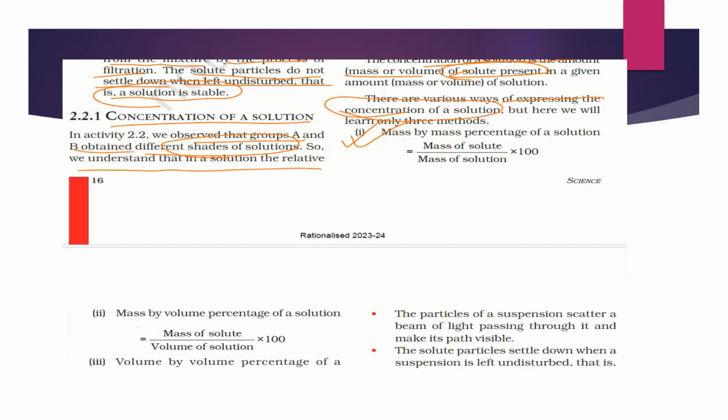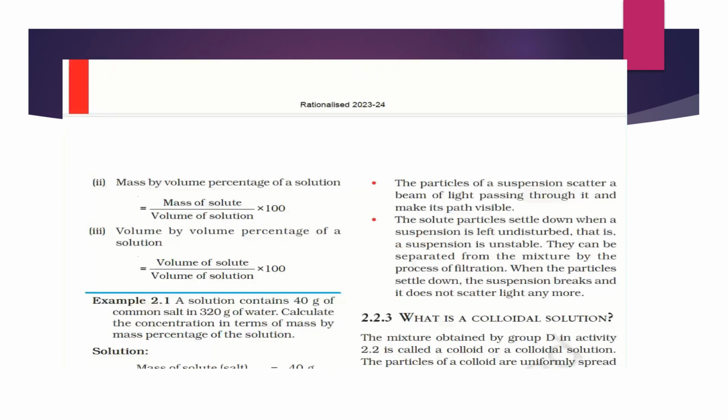First, let us discuss the first method of finding out the concentration of a solution. The first method is mass by mass percentage of a solution, that is mass of solute by mass of solution into 100. The next is mass by volume percentage of a solution, that is mass of solute by volume of solution into 100. And volume by volume percentage is volume of solute by volume of solution into 100.